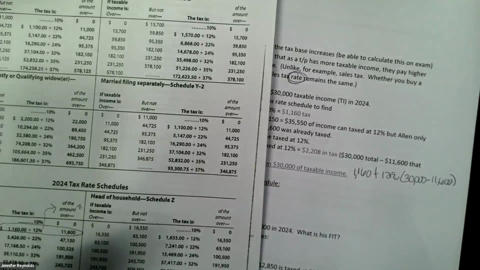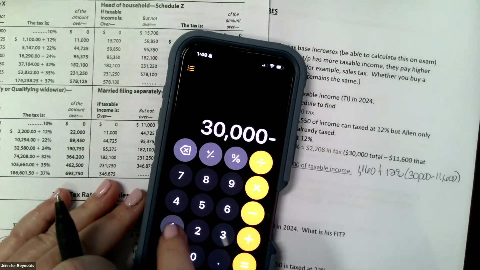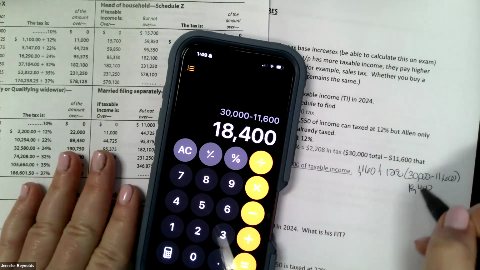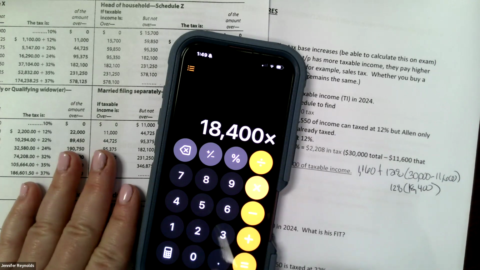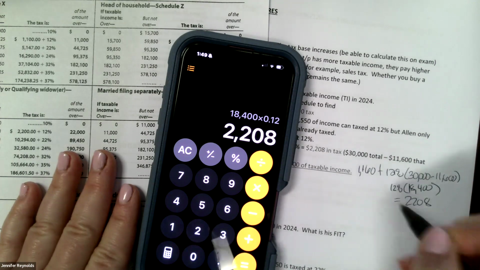And for some reason, a lot of students just really struggle with this. So make sure you practice it. So 30,000 minus 11,600 is 18,400. That's the amount that gets taxed at 12%. So that times 12% is 2,208.